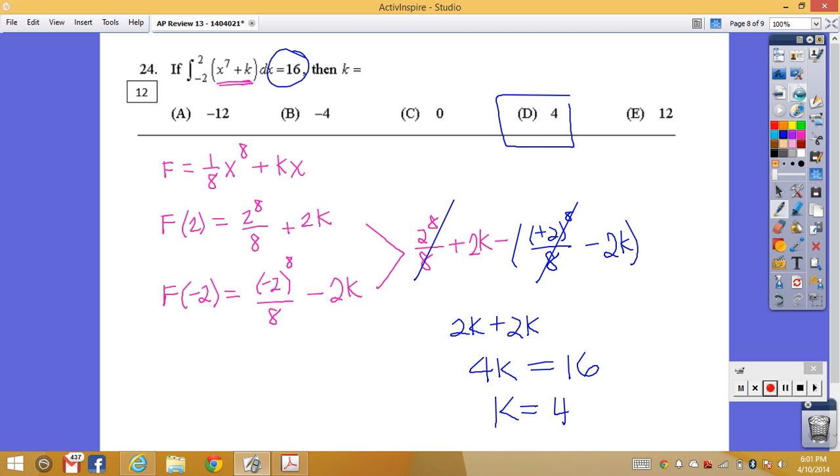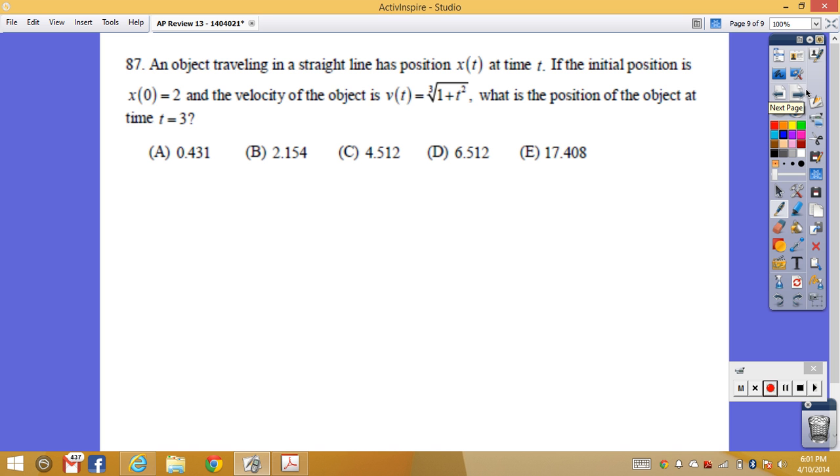And I believe there's one last one that might not even be in your packets, but I wanted to go over a calculator problem. An object traveling in a straight line, if the initial position, so that's an initial value, and the velocity is this guy, what's the position at time equal to 3?